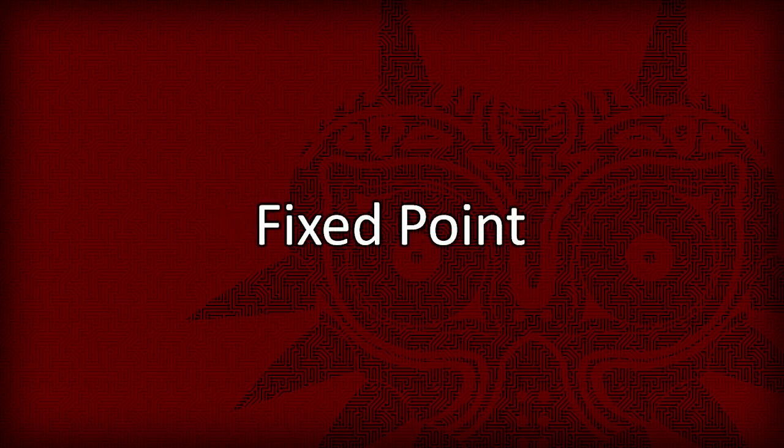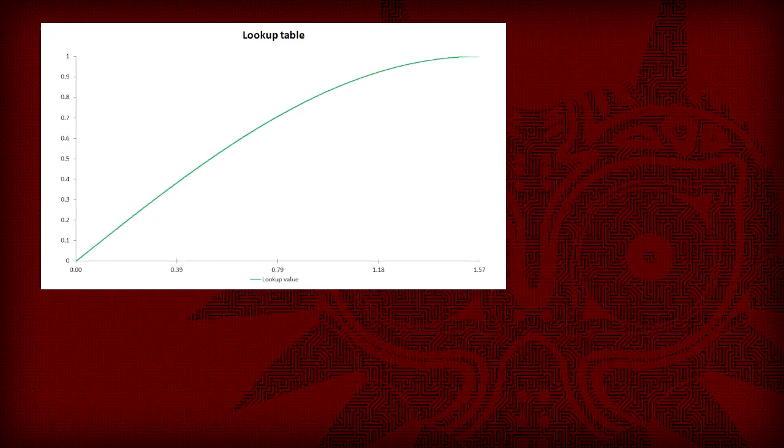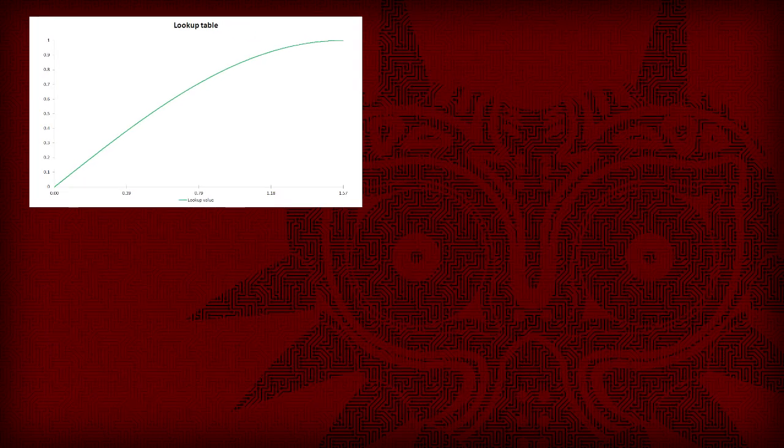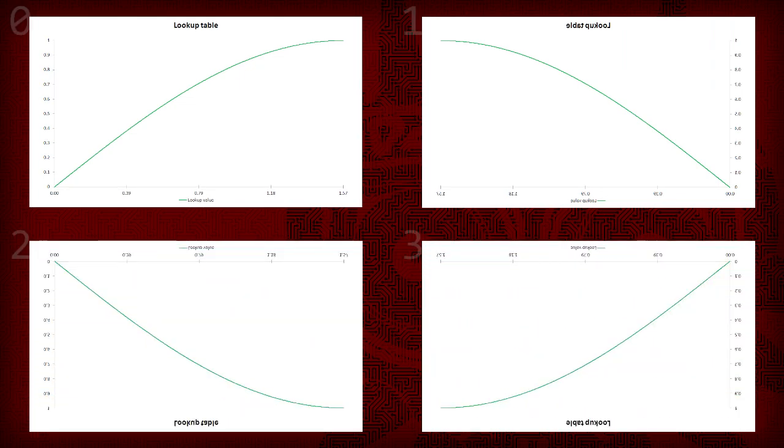The fixed point version of the function uses a different method. This time, we pull the result from a lookup table. That is, the game will store a list of pre-calculated values describing one quadrant of the sine function, namely from 0 to pi over 2. The other quadrants can then be determined from this via reflection around the x or y axes as appropriate.